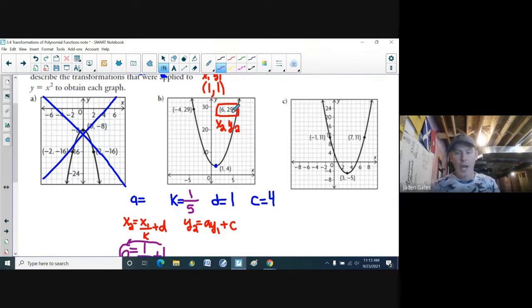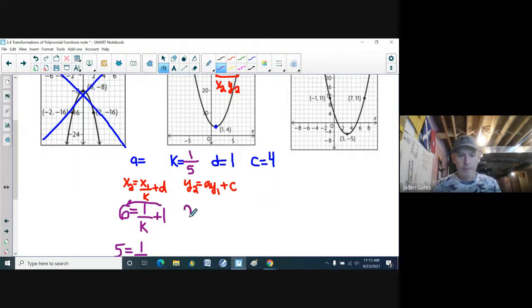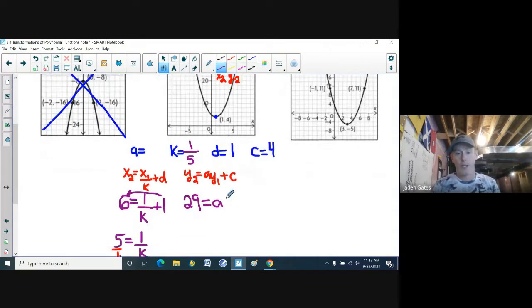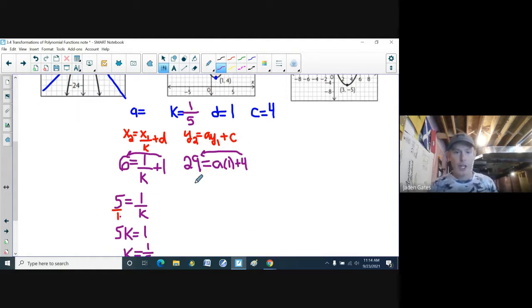All right. So now y2 is 29 equals a times y1, which was 1. Okay, that's easy enough, isn't it? Then plus 4, because that's my c. All right, well, I'm going to move the 4 over to the other side to solve for a. And because, again, it changes sides, it changes sign.